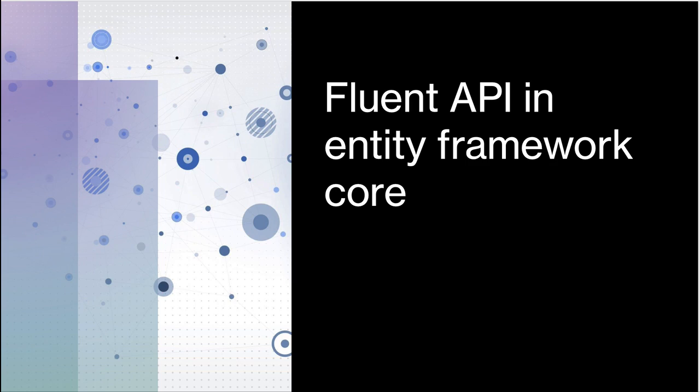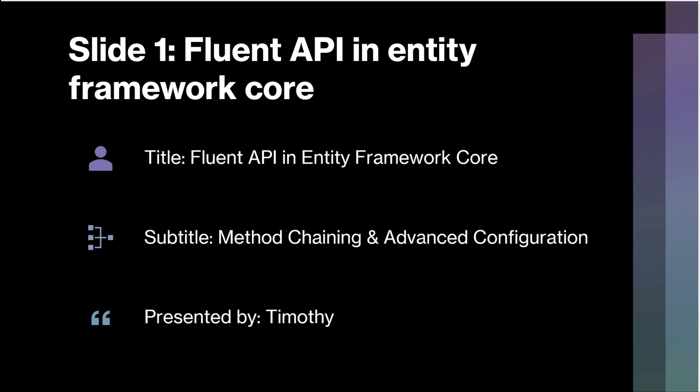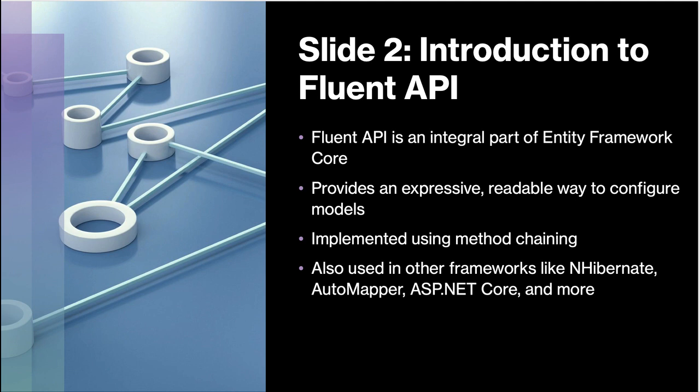In this session, we will dive into the powerful feature called Fluent API. Fluent API is essential in Entity Framework Core as it provides a more expressive and readable way to configure the model. It is implemented using method chaining, and its configuration technique is not limited to EF Core. It's used in other libraries like Hibernate, AutoMapper, ASP.NET Core, and many more.